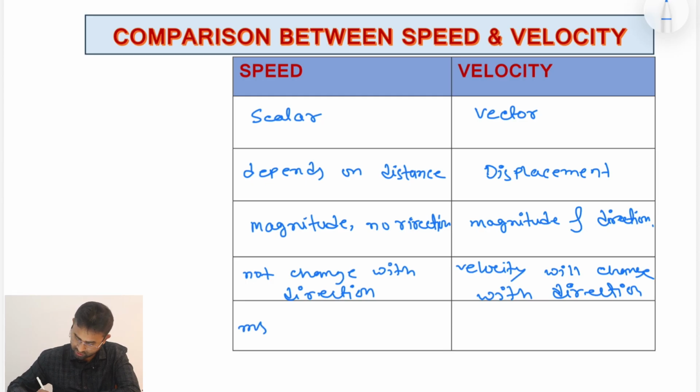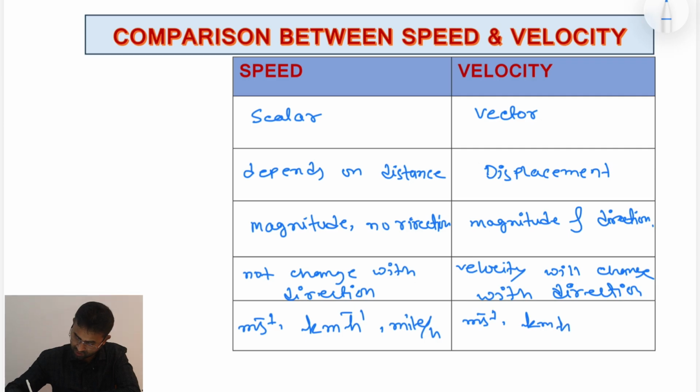The unit of speed is meter per second, kilometer per hour, mile per hour, etc. And the unit of velocity is also meter per second, kilometer per hour, mile per hour, with the direction. Okay, that's all about speed and velocity.